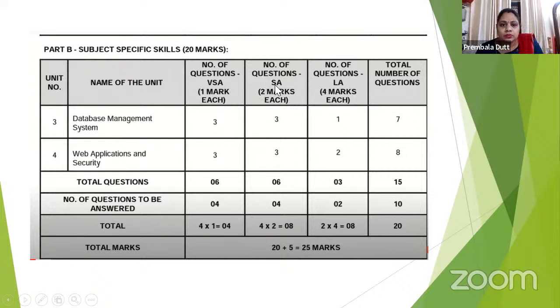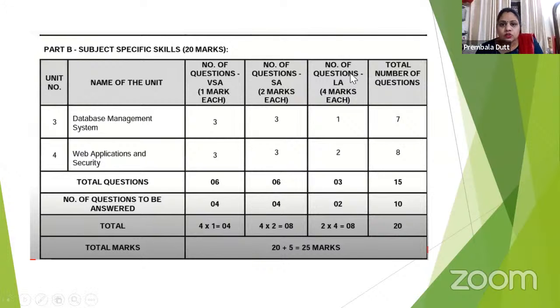Then if I talk about small short answers, from database it is 3 questions, from web applications 3, total 6, and they have to appear any 4. That means 2 questions they can opt for, they can leave, they have a choice.